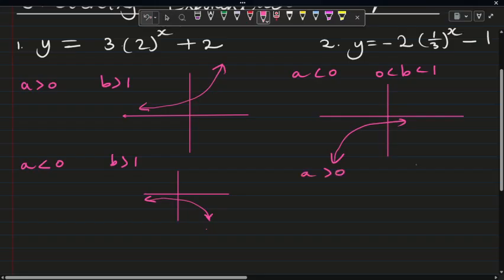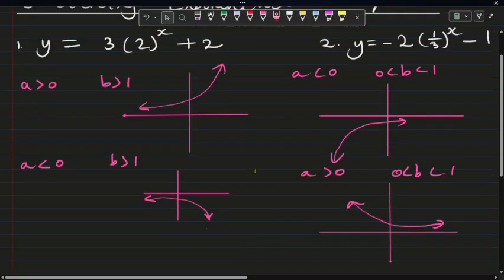And then if we have a situation whereby a is greater than 0, but b is a proper fraction, between 0 and 1, then our graph will look something of this sort. Our graph will curve downwards, but in this manner.